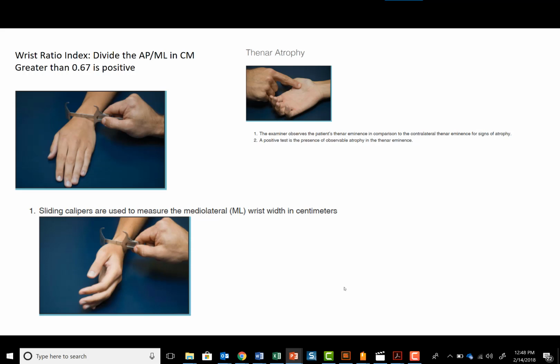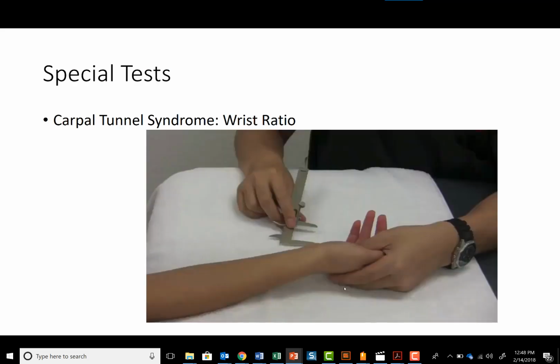And what that tells us is they got a lot of stuff going through that carpal tunnel and there's not a lot of room there. So if you've got a big A to P wrist, that's a lot of thickness, a lot of things in a small amount of space. That would be more positive. So that's the wrist ratio index. You also just have general inspection for thenar atrophy. So if you see that, that would indicate that maybe there's a carpal tunnel syndrome going on.